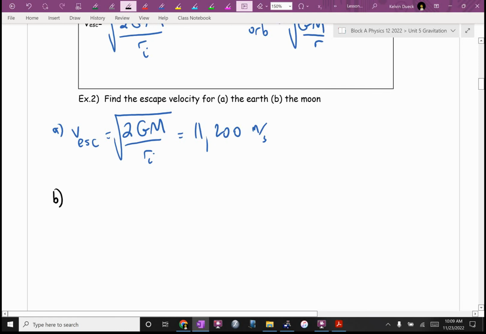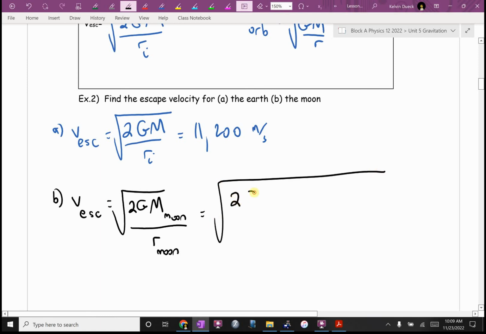What's escape velocity on the moon? This one, we're going to write the numbers because I don't know these. So it's going to be the square root of 2 big G, big M. I'm going to write moon all over our equation. It's going to be the square root of 2 big G, mass of the moon. It starts with a 7, but I can't remember anything else, times 10 to the 20. Radius of the moon, I can't remember. What's the radius of the moon?